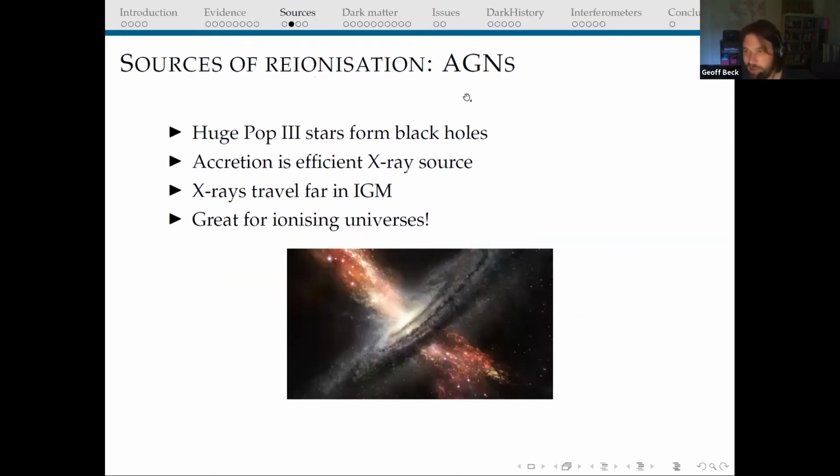The other one is going to be AGNs, because these enormous stars will burn out quickly. Big stars burn out quickly, they die young, and because they're so big, lots of them are going to leave black holes behind. Okay, and accretion around black holes is a very efficient X-ray source. So the buildup of large black holes in this epoch and their accretion is going to be a major source of X-rays. And these X-rays are excellent at ionizing universes. A, they're in the kind of frequency range you want. B, they travel very far in the IGM. They have a much longer mean free path than something like ultraviolet radiation, which is the bulk of what's going to be coming out of those stars that we can use for reionization.